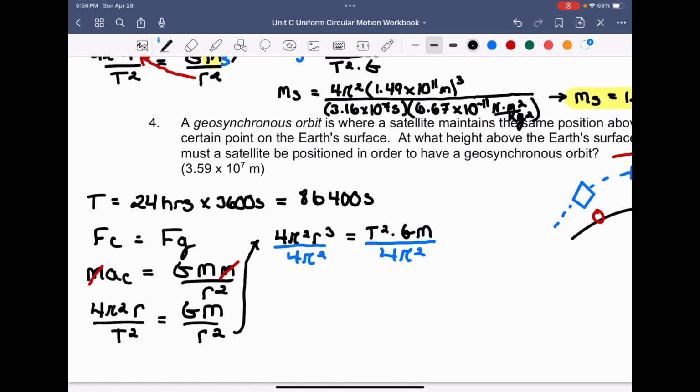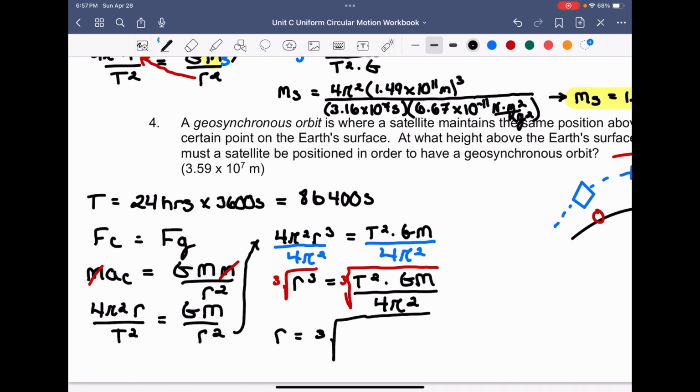Dividing both sides by 4 pi squared, I get radius cubed. Oh, my threes are always bad. I know it. Don't gotta tell me twice. There we go. Radius cubed is equal to T squared times G M over 4 pi squared. And then from here, we're just going to cube root both sides. So I'm going to cube root the left, cube root the right, and therefore my radius, or the total radius center to center from the middle of Earth to the middle of the satellite, is equal to the cube root of, and now we're going to plug in all these values here.